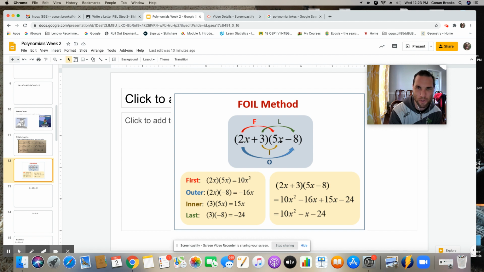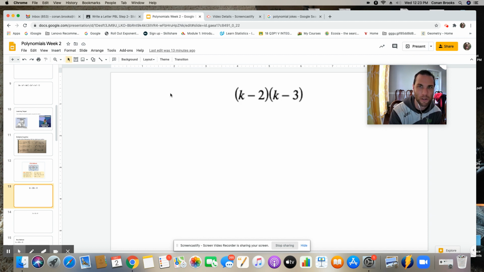Notice first terms 2x and 5x are the first terms, and 2x and negative 8 are the outside terms, they're on the outside. 3 and 5x are the inside terms, they're on the inside. And 3 times negative 8, those are the last terms in the two binomials. Okay, so let's start off.